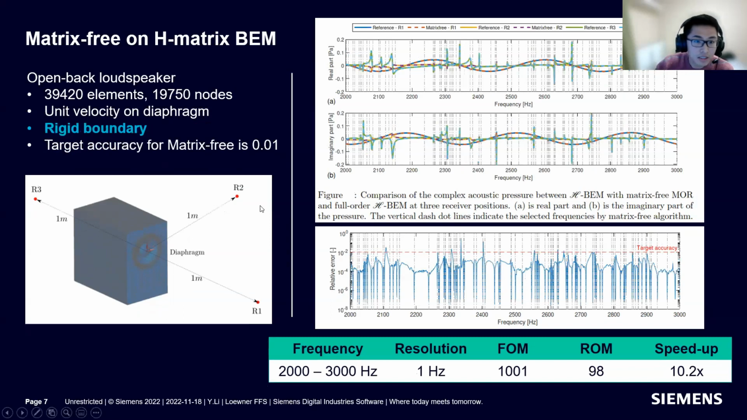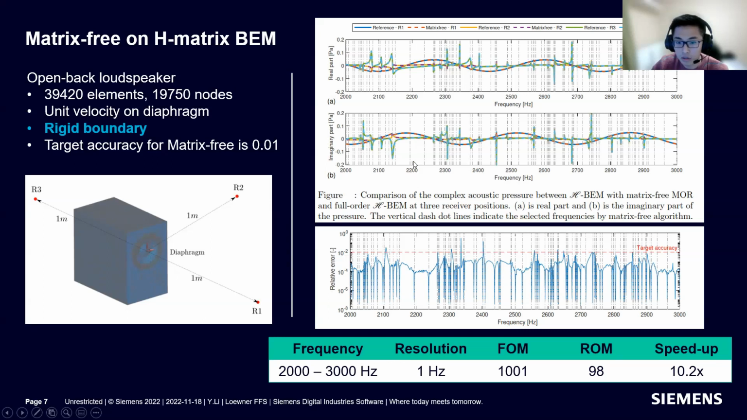The second case is the same speaker, but instead we are using a rigid boundary condition all over the geometry. This is more challenging because of the interior resonance in the volume. In fact, we have a more oscillatory response, which is shown on the right. In this case, we can observe that the matrix-free indeed deployed more frequency points in the simulation of the full frequency range. We end up with 98 frequency points for this case.